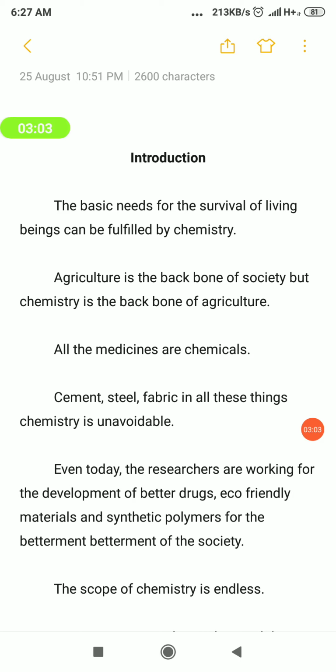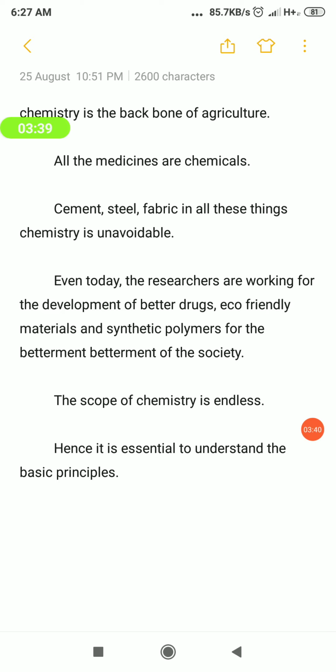And all the medicines, allopathy, all the medicines come under chemical products. So without chemicals we cannot cure any diseases. And then cement, steel, fabric, all these things are chemical products. And even today researchers are working for the development of better products without polluting the environment, because certain things pollute the environment. When you open a fridge, what gas is coming out? Chlorofluorocarbon is coming out, so that may affect our environment. So the researchers are even working for the better development of chemical things for not polluting our environment.